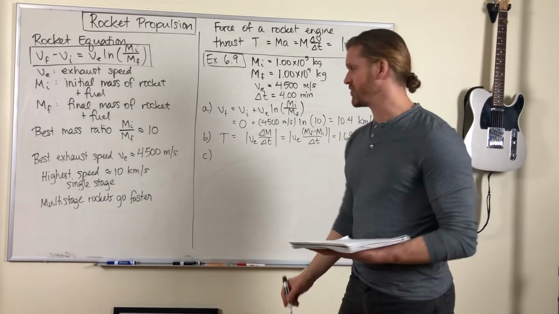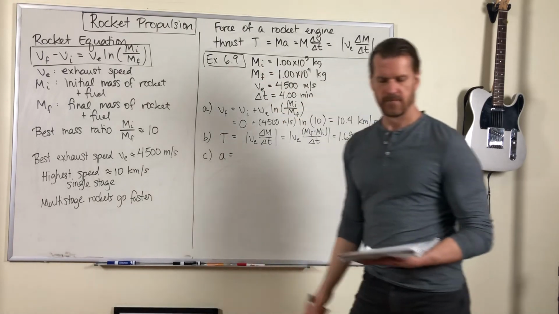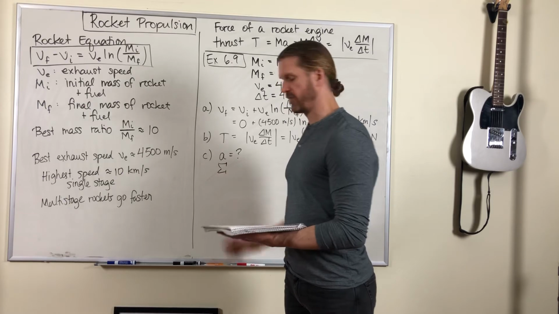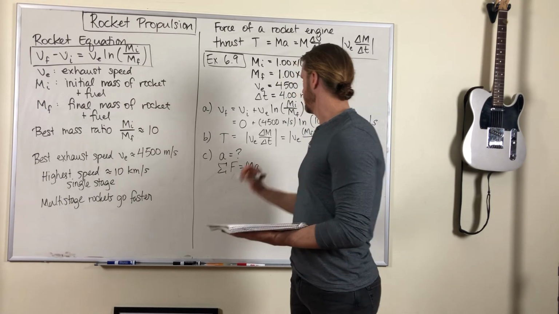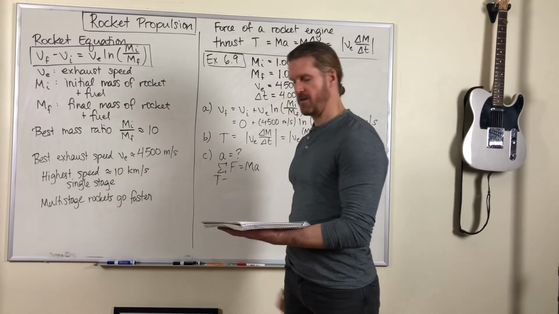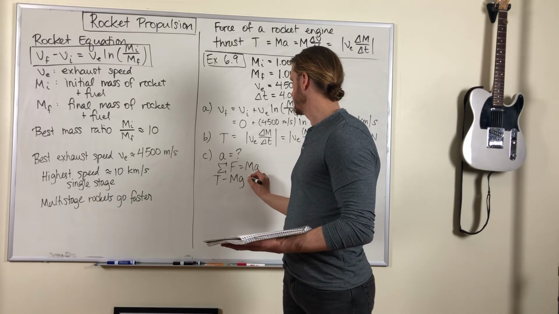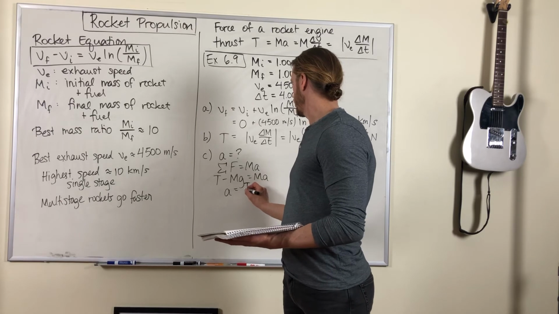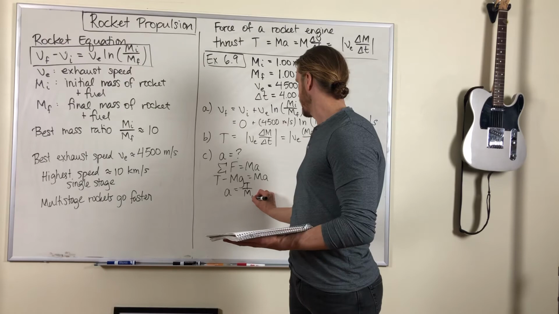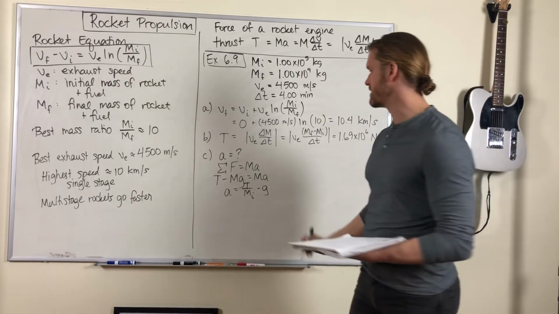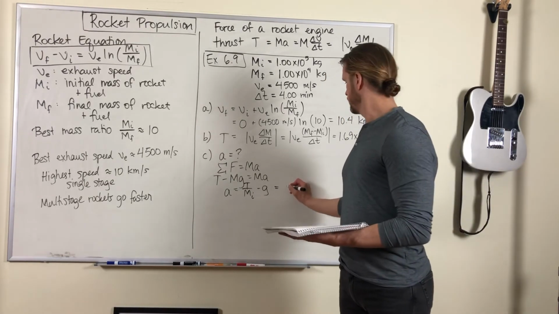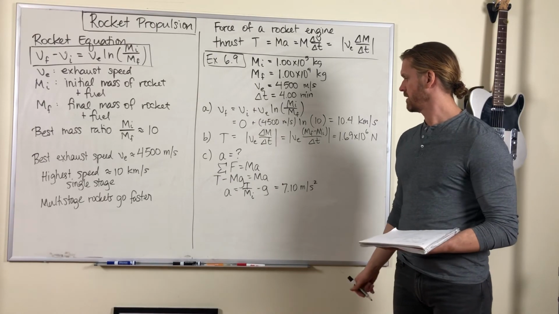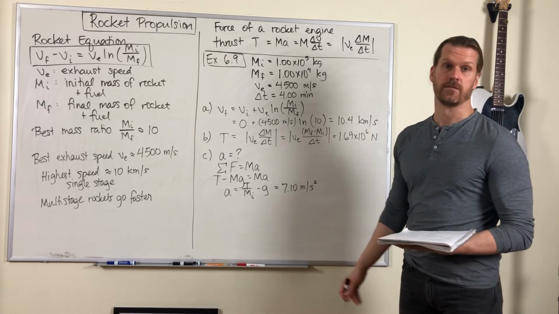What's the initial acceleration of the rocket? Well, we can use our trusty Newton's second law method to figure this out. Sum of the forces on the rocket equals its mass times acceleration, and those forces are the thrust minus gravity force, mg. So the initial acceleration of the rocket will be the thrust divided by the initial mass minus g. That's 7.1 meters per second squared, which is a little less than 1 g worth of acceleration.